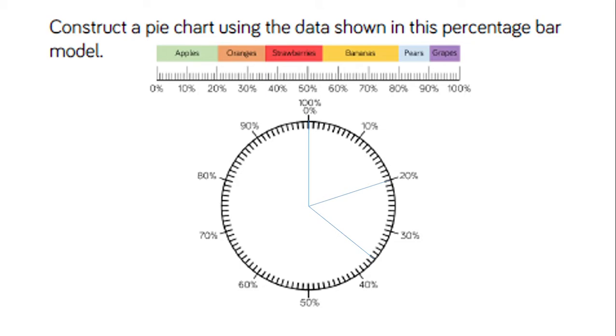Now actually, the next one, I think when I drew it, I didn't do the strawberry one here. I made it easier, and I saw that grapes and pears, right at the other end of the scale, were both worth 10% each, and I think I drew those in.